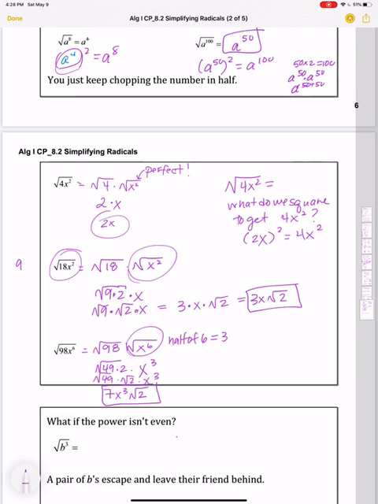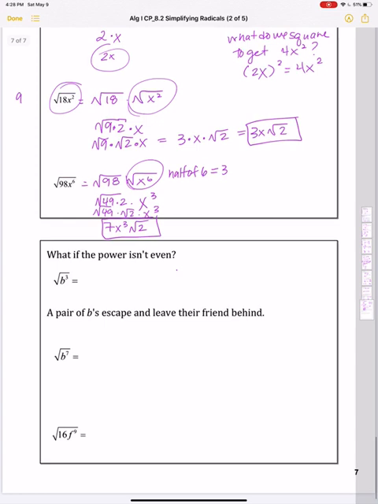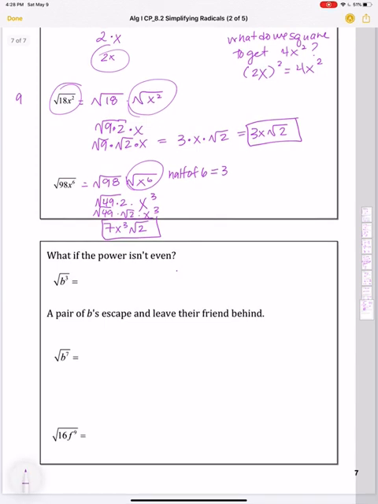Okay, now, cool. What happens then if the square root of the variable doesn't have an even exponent? Well, it's the same as if you have the square root of a number that's not a perfect square. You have something left in the radical. So if it's not even, I could split this up into b times b times b. There's 3 of them, right? Anytime you have a pair, that means there's a perfect square. So this is really just b squared times b, right?